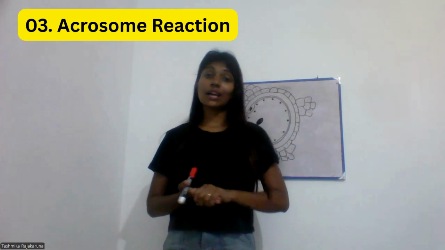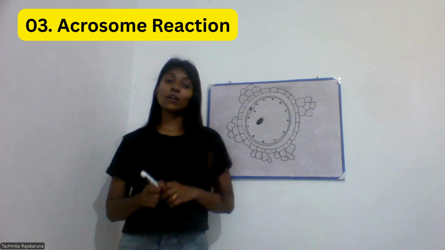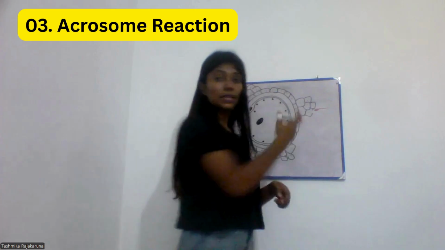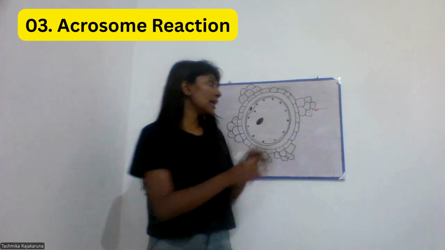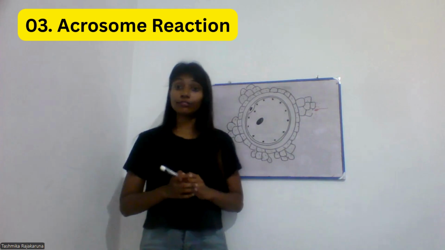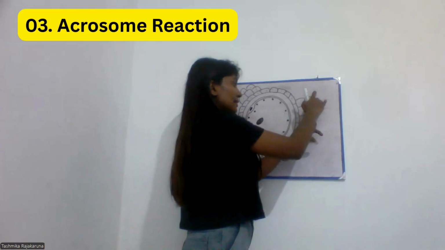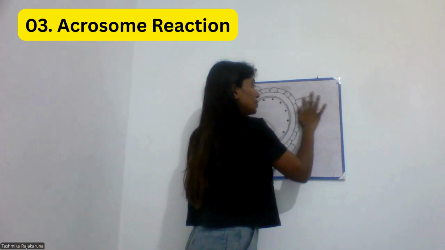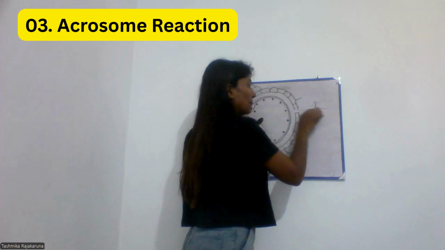Now we are going to discuss acrosome reaction. The next step is acrosome reaction. During the acrosome reaction, the sperm reaches the corona radiata. Corona radiata is the follicle cells around the egg. Enzymes like hyaluronidase are released by the acrosome of the sperm head. These enzymes disperse these cells, allowing the pathway to the zona pellucida.